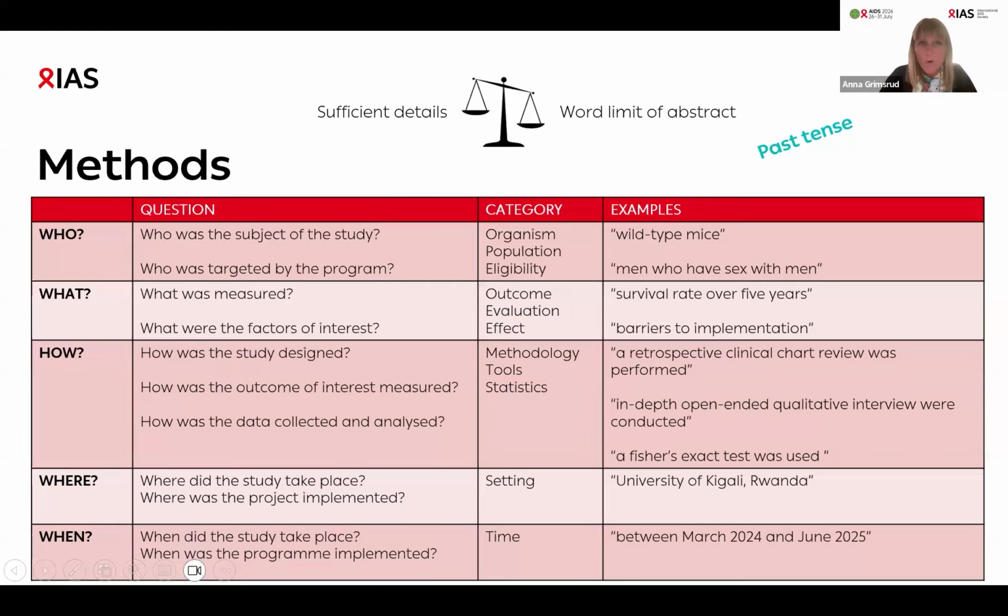Doesn't have to fall in the order of this table. Don't worry about that. Often, if I'm writing, I'll start with the when and the where because that's simplest. But the idea is that someone should be able to read your abstract and have all of these questions answered a little bit, right? And I say a little bit because of that scale on the top. We need to have some details, but we're limited by the number of words in the abstract, okay?